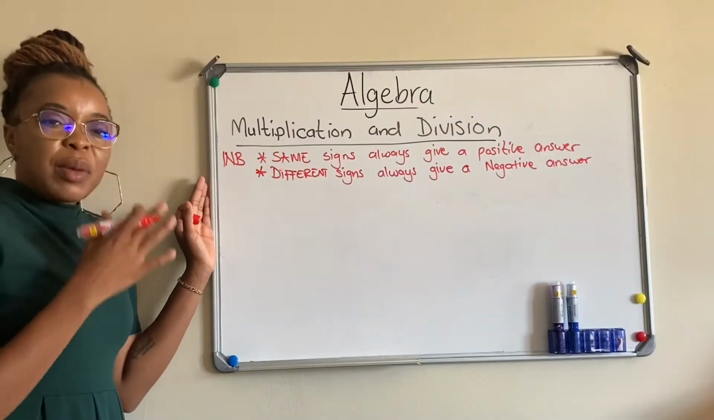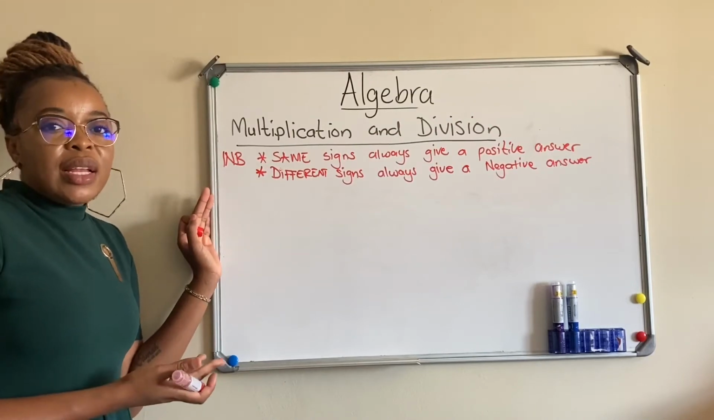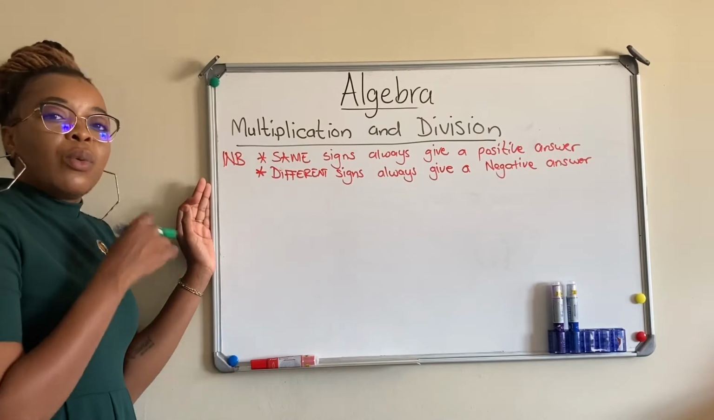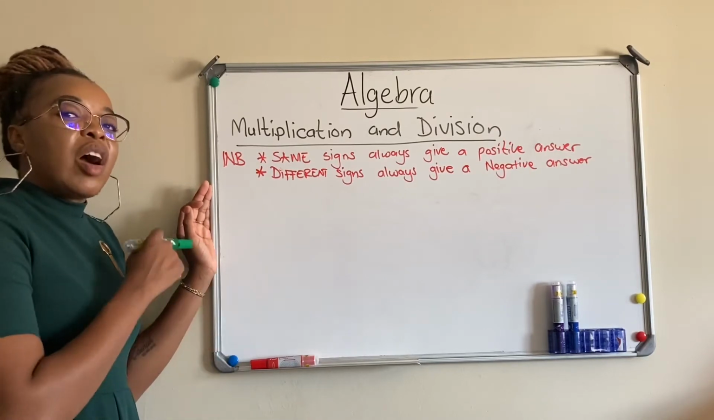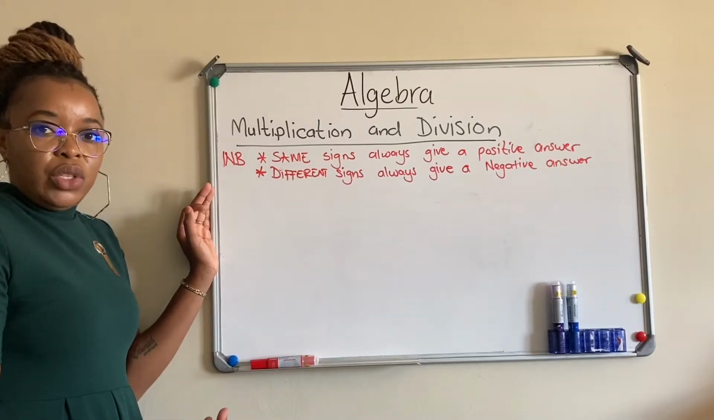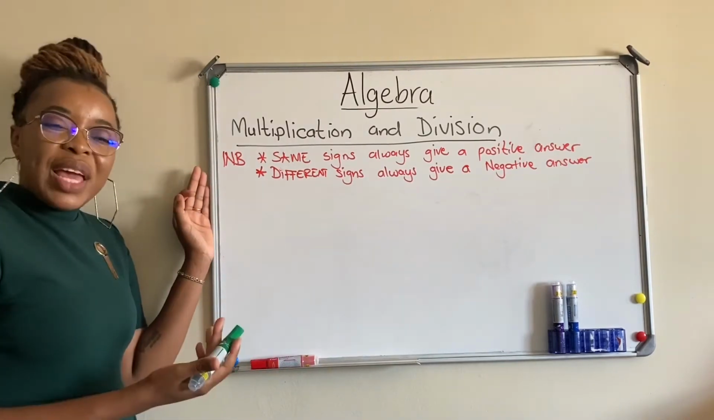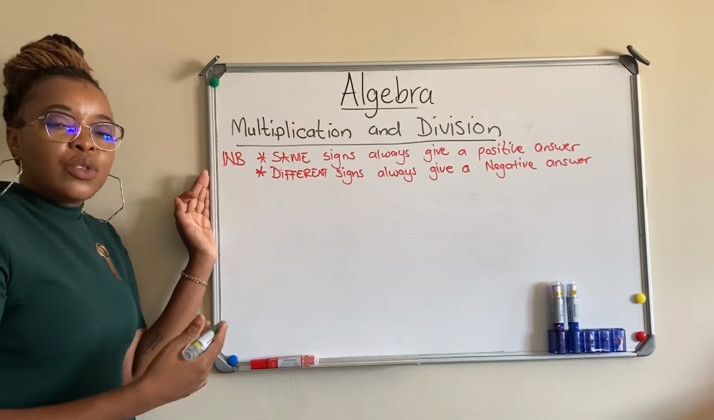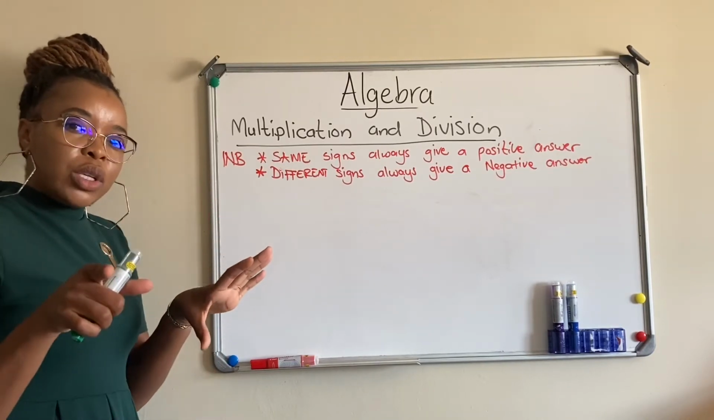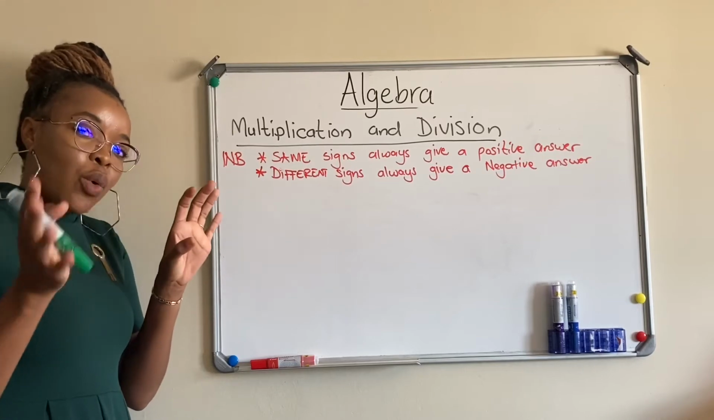We are looking at multiplication and division, and please take note that in multiplication or division, when we have the same signs, the answer is always positive. That is whether it's multiplication or division. However, when we have different signs, it always gives you a negative answer. Same sign, always positive.